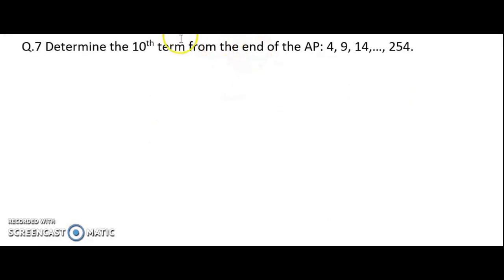See the next type of question. Determine the 10th term from the end of the AP. Here the AP is given: 4, 9, 14 up to 254. And we have to find out the 10th term from the end. Means we have to find out the 10th term from this 254.